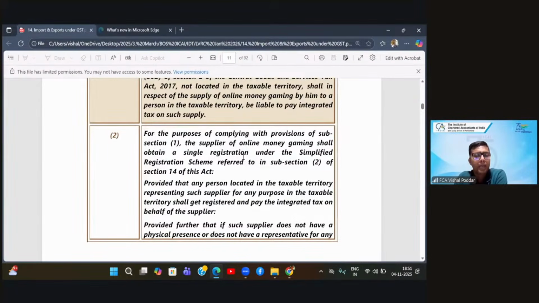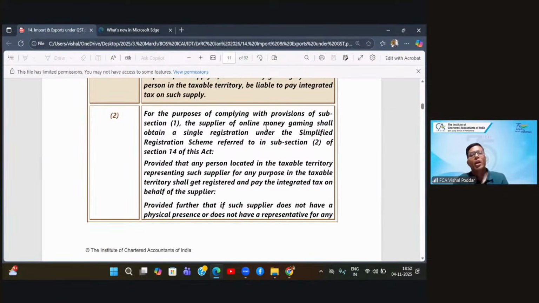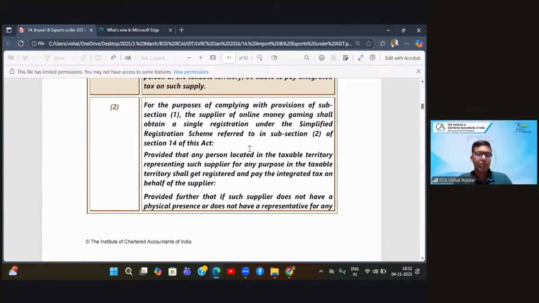Now, this supplier is a single supplier sitting outside India and having some app, and through that app we all are availing or enjoying that online money gaming. We are participating in different online gaming contests, and this supplier is sitting outside. Now for this supplier it will be difficult if you ask them to take registration in different states. So for them a rule has been made that they can obtain a single registration under a simplified registration scheme referred to in subsection 2 of section 14. So a simplified scheme has been derived for them.